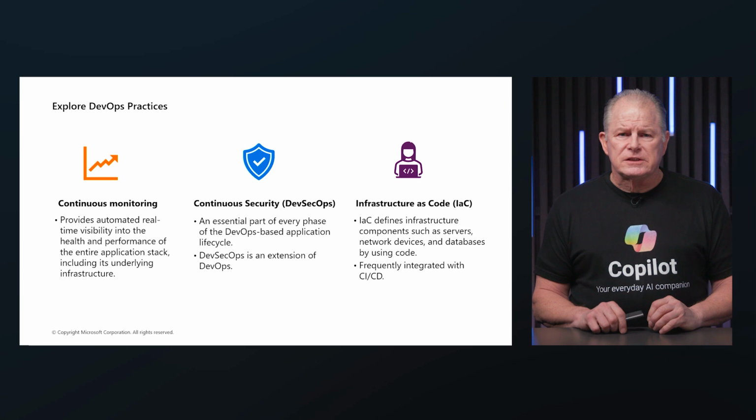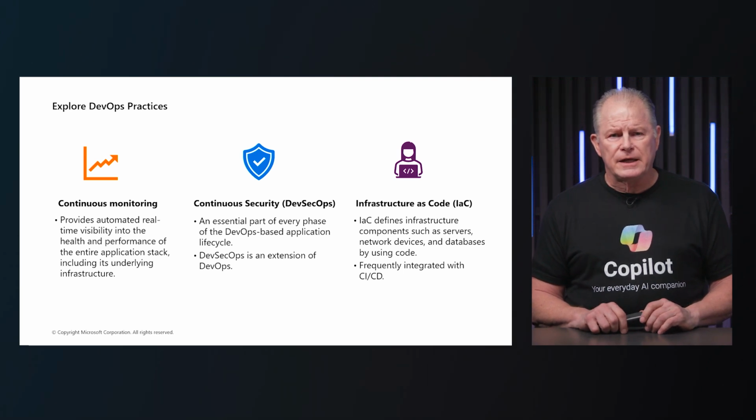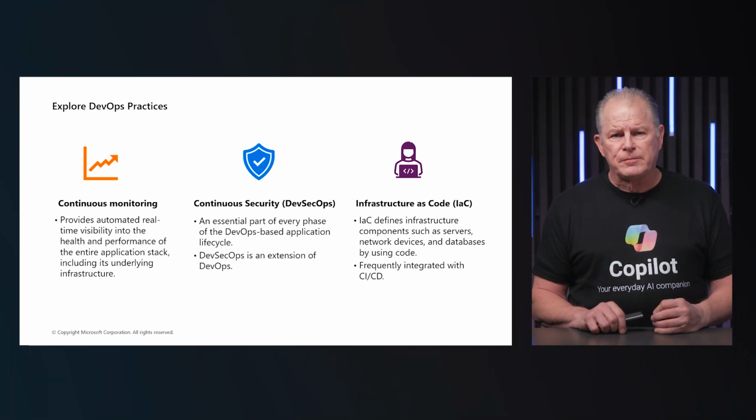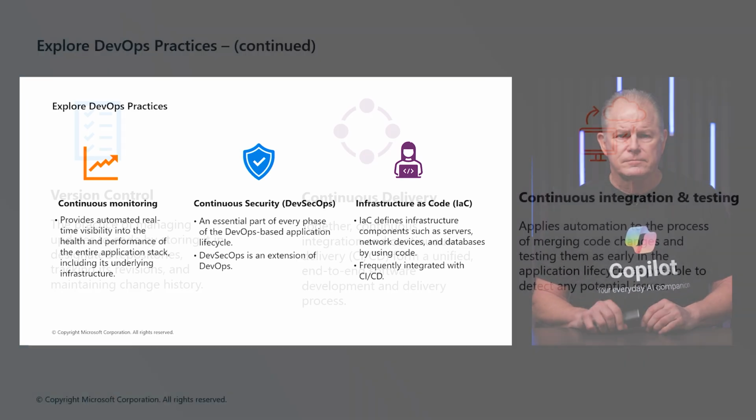DevOps practices such as continuous monitoring, continuous security, and infrastructure as code are essential for building reliable, secure, and scalable applications. By integrating these practices into your DevOps workflows, you can ensure that your systems are always running optimally, secure from threats, and easily manageable.